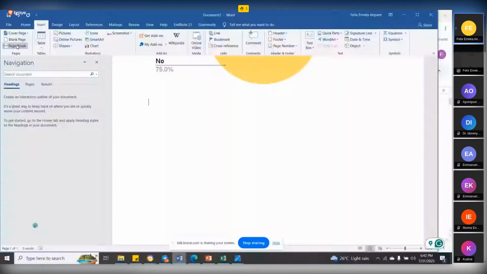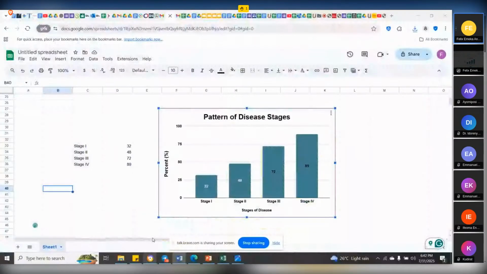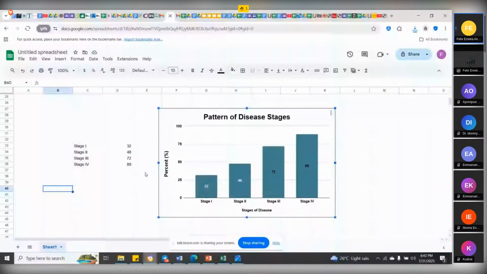So it is easy to actually use Google Sheets to create your visualization. I think this is the easiest that I can show you right now because of our time. Yeah, I hope this helps.